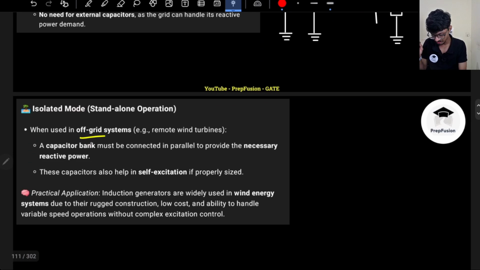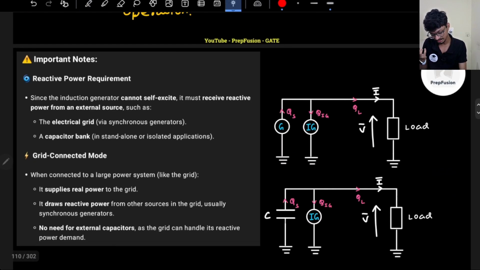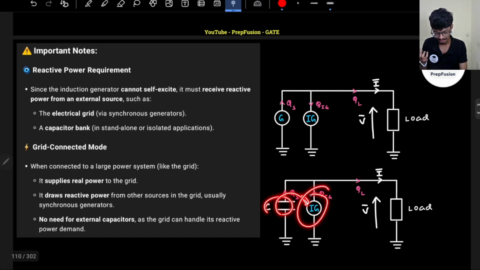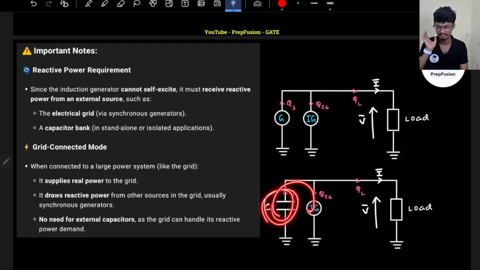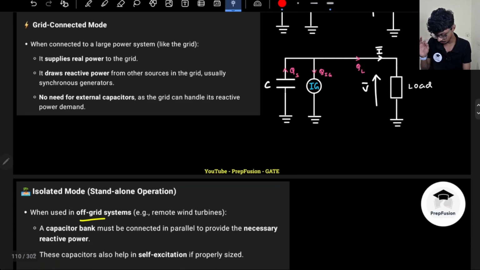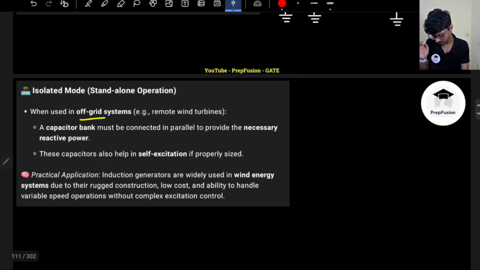When off grid, we can use a capacitor bank, because someone needs to supply this reactive power to this induction generator, right? So the capacitor can deliver the reactive power. Okay, so that is how we can use it in the isolated modes.